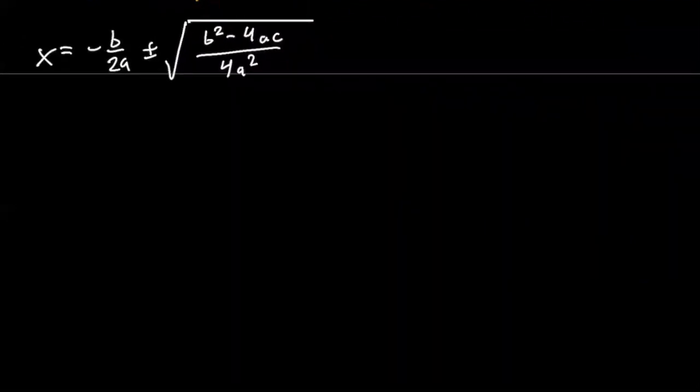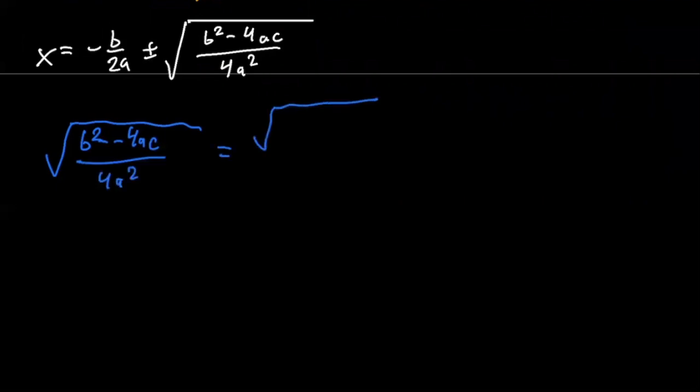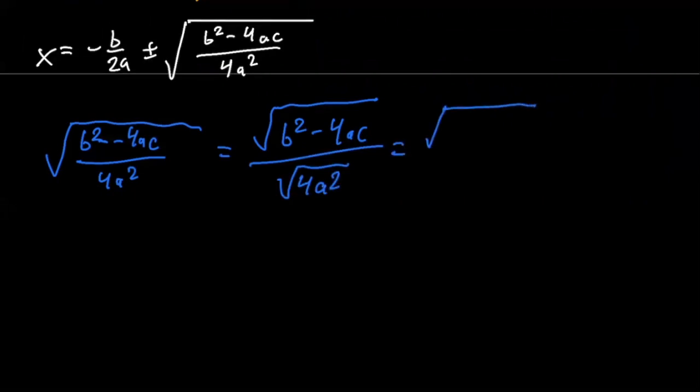Okay, let's look at the square root of b squared minus 4ac over 4a squared. We're going to split this up. Square root of b squared minus 4ac over square root of 4a squared. And then we end up with the denominator. If we're multiplying, we can take the square root of these separately. So square root of 4 times square root of a squared.